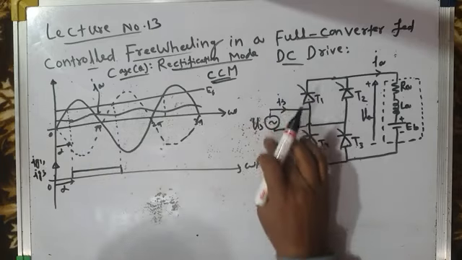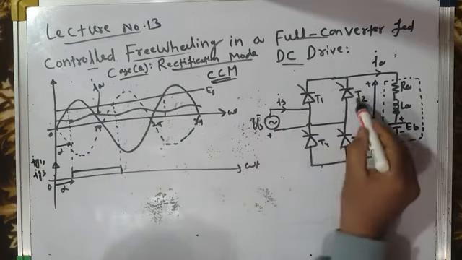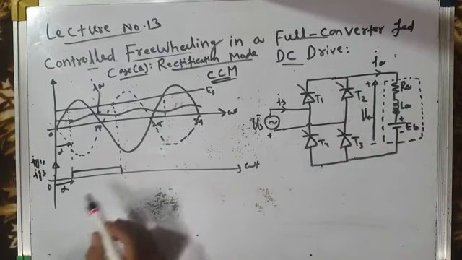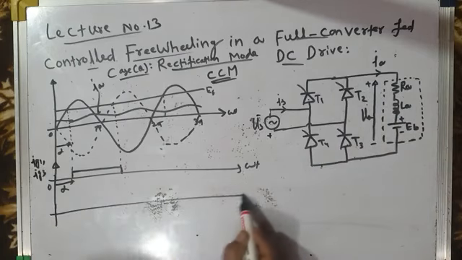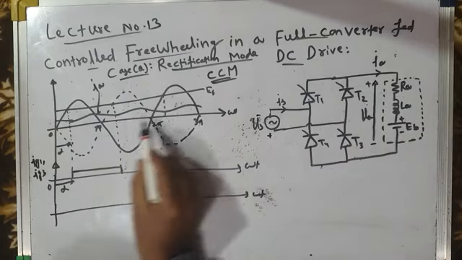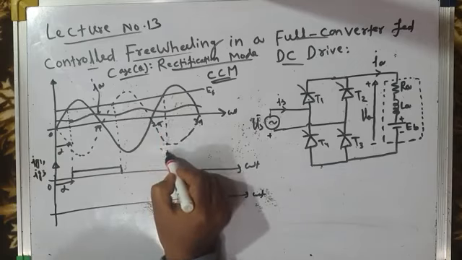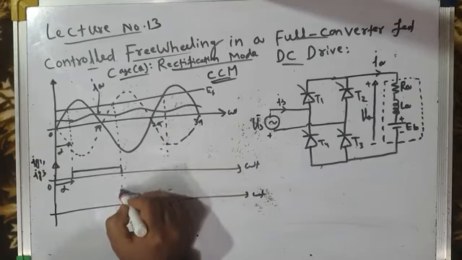And for the negative half cycle of source voltage, the other pair of devices has to be fired. The other pair of devices will be fired from pi plus alpha to 2 pi plus alpha, that means from this instant to this instant.